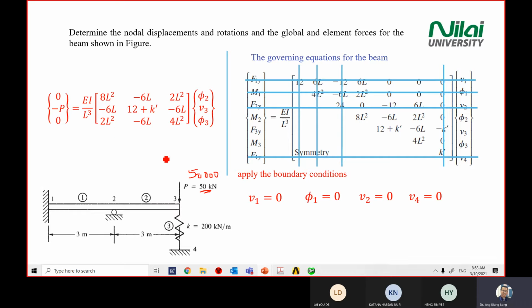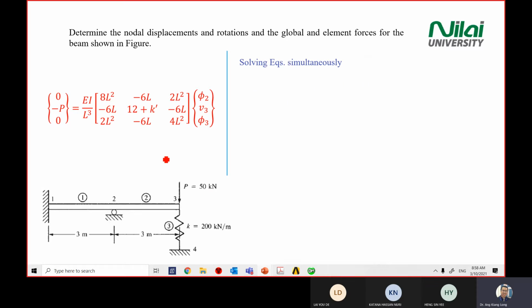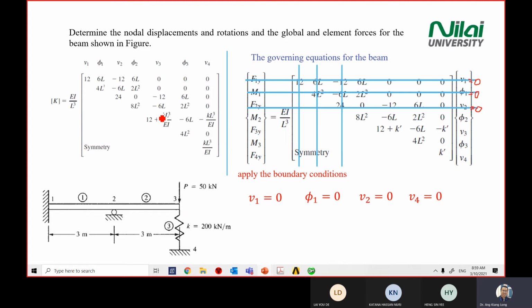For your test, just a reminder, you need to calculate up to 3 decimal places, minimum 2 decimal places. But it's good that you get up to 3 decimal places. All right, then you try to solve. You will get your V3 equal to something in terms of P, L, EI and K, because K is a complex. K is KL cubed divided by EI.